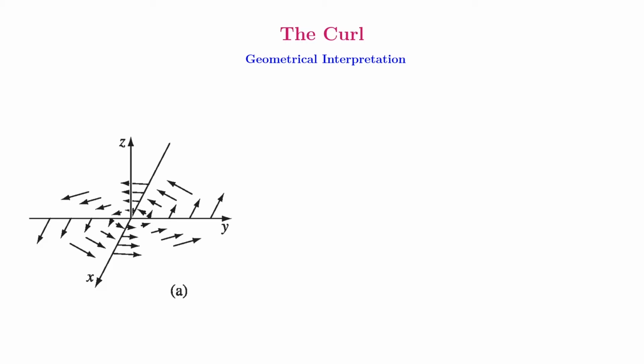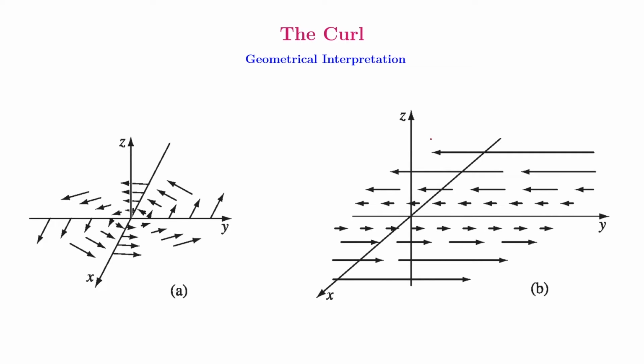In this figure, there is substantial curl as there is circulation. In this figure, there are arrows to the left as well as arrows to the right, suggesting that there is circulation. So this figure is also an example of curl.